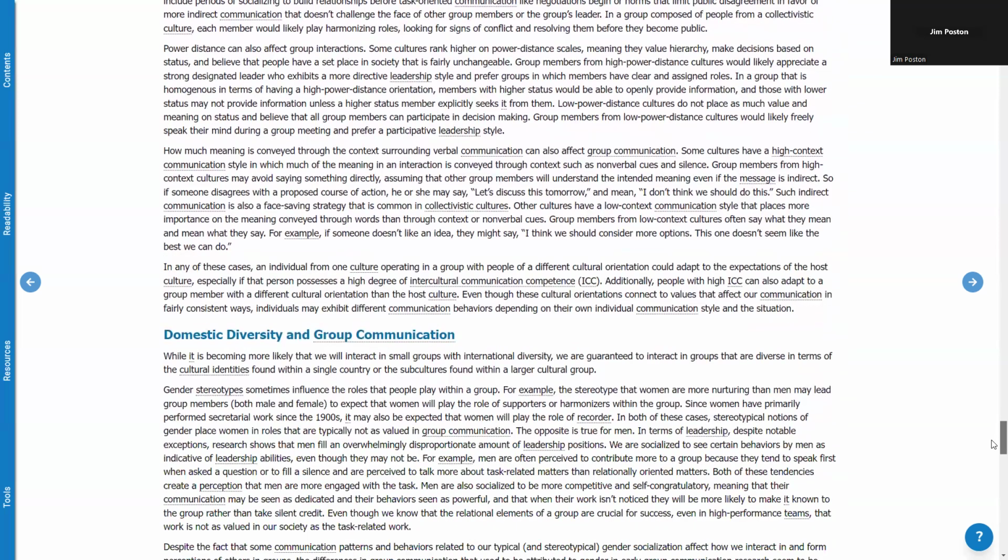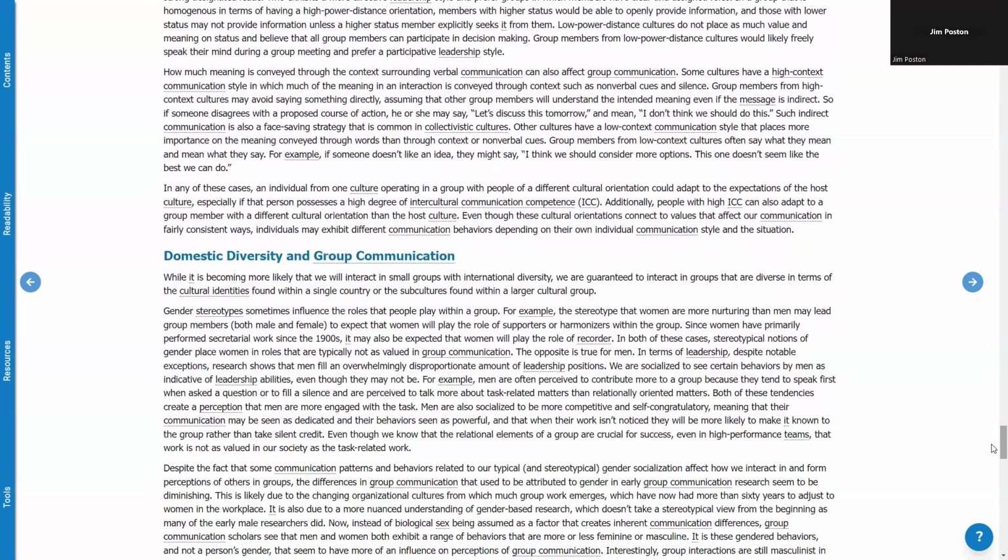In any of these cases, an individual from one culture operating in a group with people of a different cultural orientation could adapt to the expectations of the host culture, especially if that person possesses a high degree of intercultural communication competence, ICC. Additionally, people with high ICC can adapt to a group member with a different cultural orientation than the host culture. Even though these cultural orientations connect to values that affect our communication in fairly consistent ways, individuals may exhibit different communication behaviors depending on their own individual communication style and the situation.